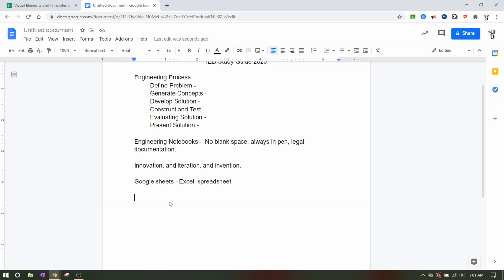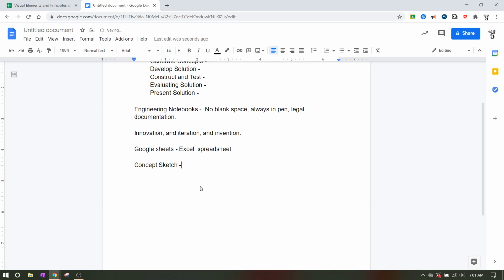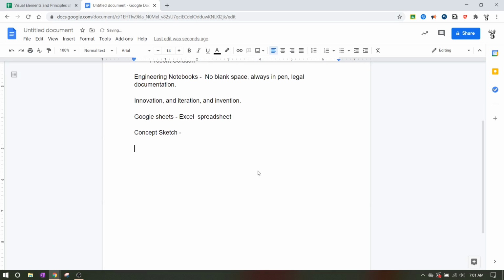So there's several different types of drawings that we actually do. The first one is a concept sketch, and this is what we originally started on. Keep in mind that concept sketches are quick and dirty. They're not actually meant to be super, super detailed. They're not going to look very pretty.